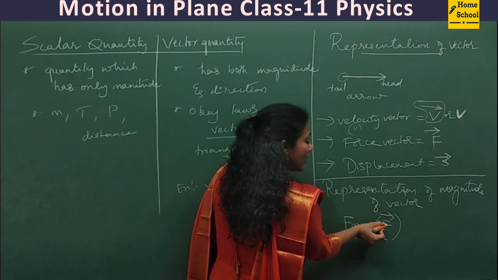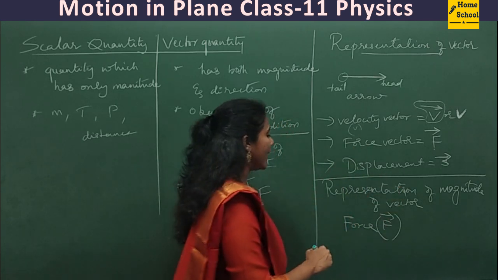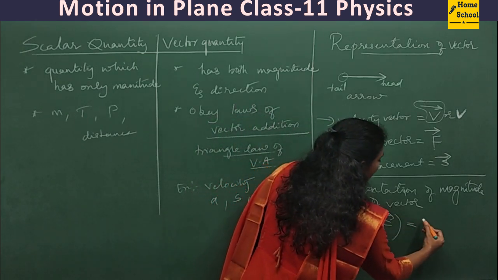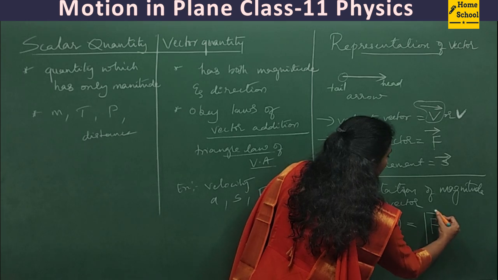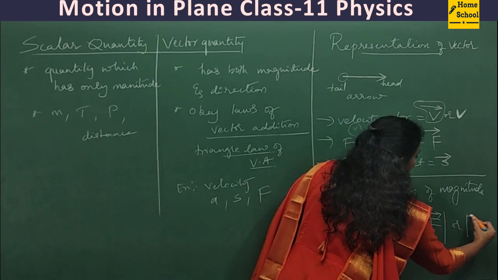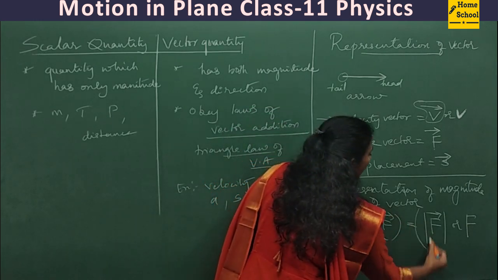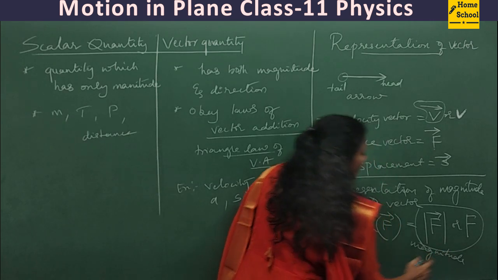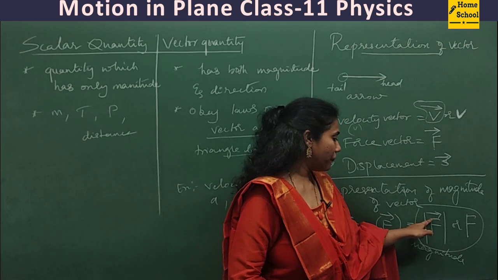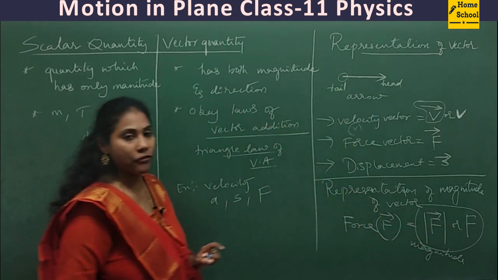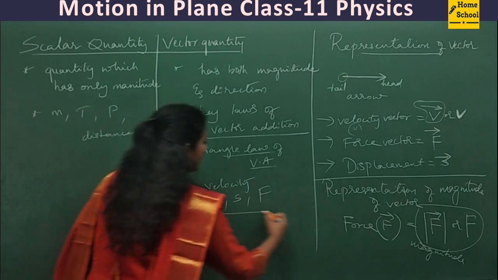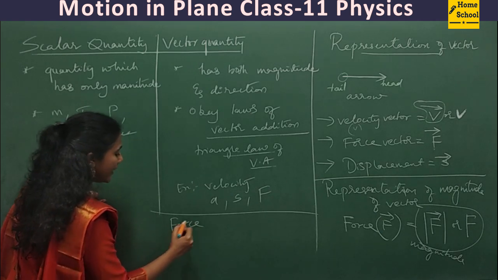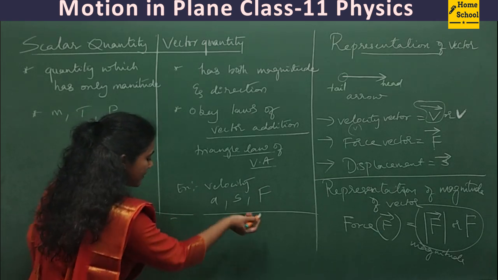So as a vector, we can write as F and above that one arrow. And if you want to mention only magnitude, then it can be represented as mod F or just the symbol F. Okay, so this is how we represent the magnitude of a vector. Magnitude of a vector is represented as mod F vector or just writing a symbol F. Okay, so you may be wondering what is this magnitude, all that, right?